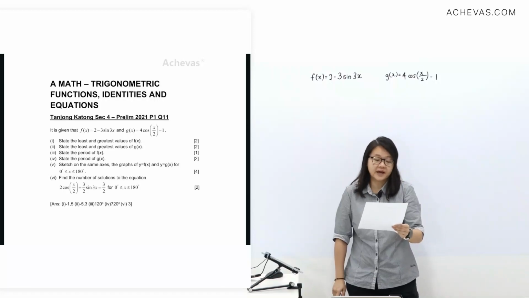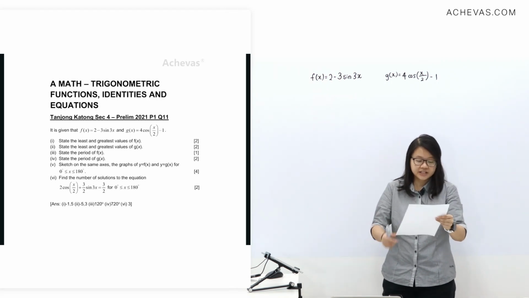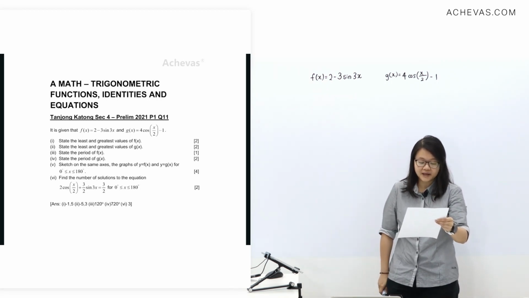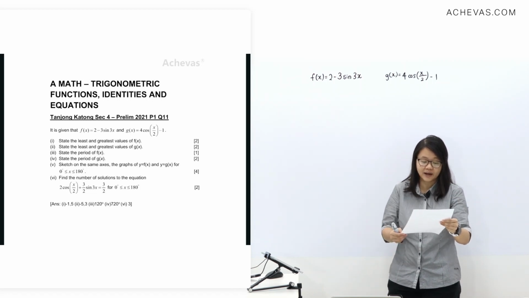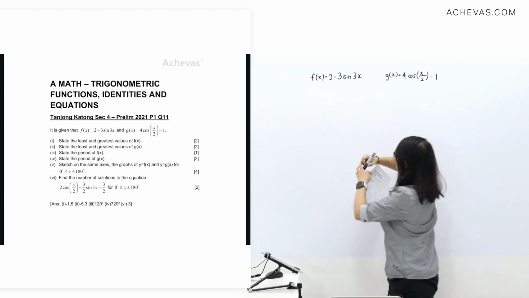Today we are going to take a look at Tanjong Katong, Sec 4, Prelim 2021, Paper 1, Question 11. It is given that f(x) equals 2 minus 3 sin 3x and g(x) equals 4 cos (x/2) minus 1. Question 1, state the least and greatest values of f(x). We're going to do it together with question 2, state the least and greatest values of g(x). Okay, we have two functions here.